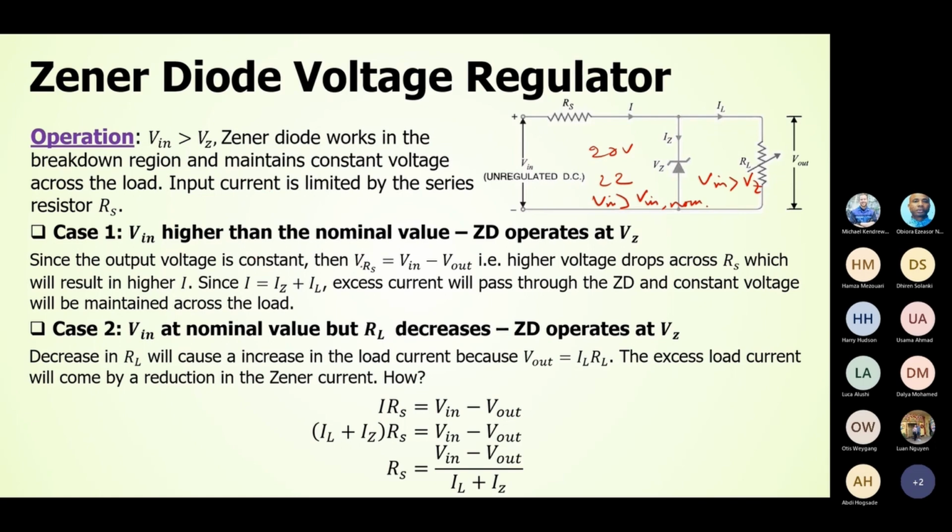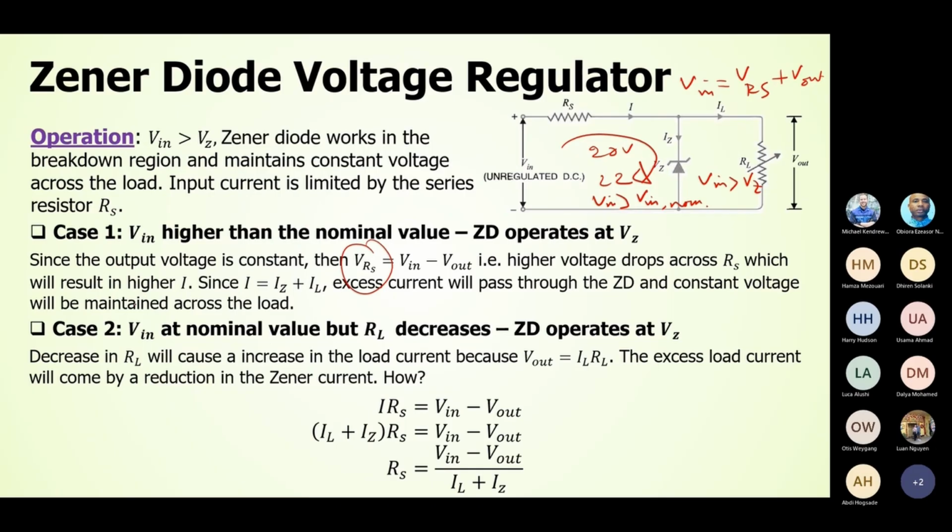Since the output voltage is constant, if we apply Kirchhoff's voltage law in this circuit, we have V in equals VRS plus V out. So VRS would be equal to V in minus V out, meaning there will be more drop across this part of the circuit. Since you have more drop in the circuit, this will ensure you have constant voltage across the load.